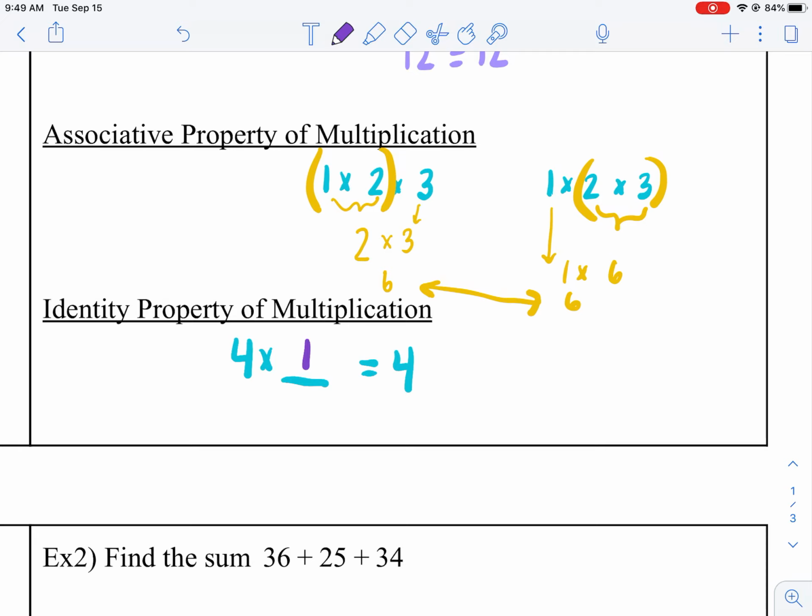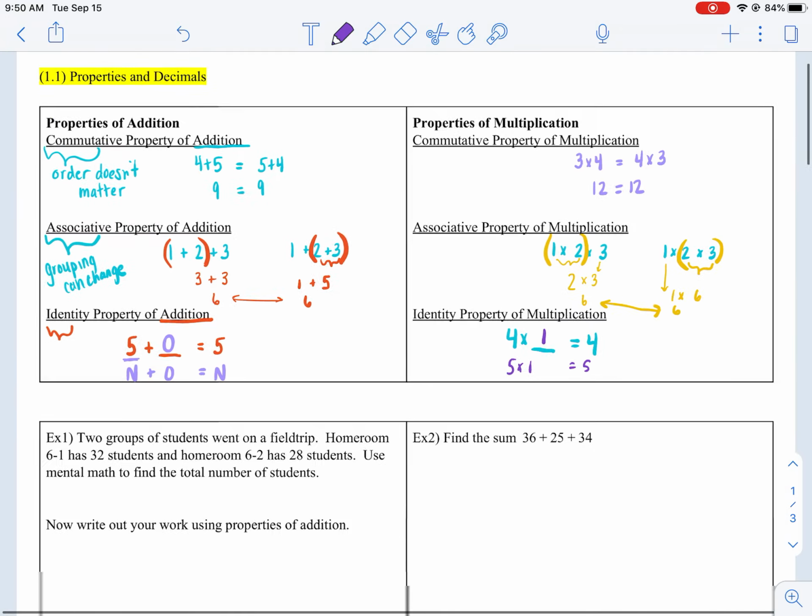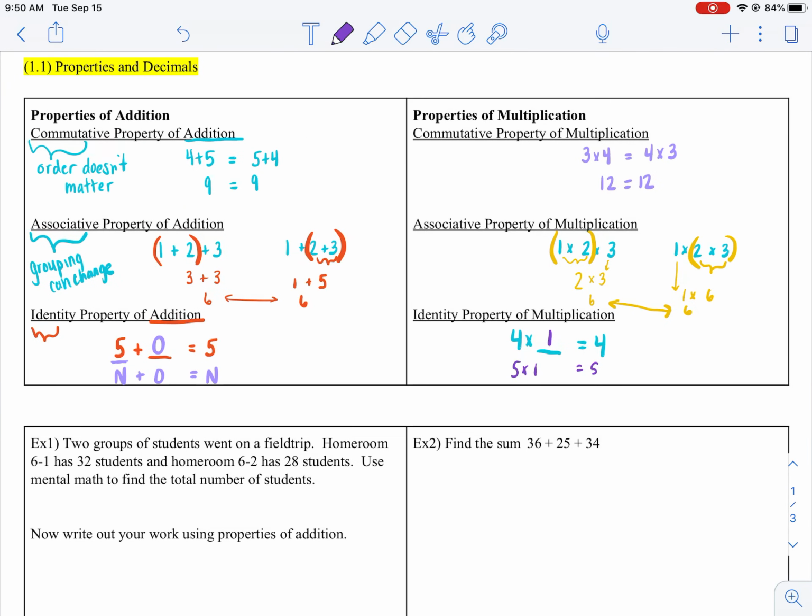And the answer here would be 1. 4 times 1 gives us 4. 5 times 1 gives us 5. It gives us that original number back. That's how I like to think of it. So the identity property of multiplication is multiplying by 1.